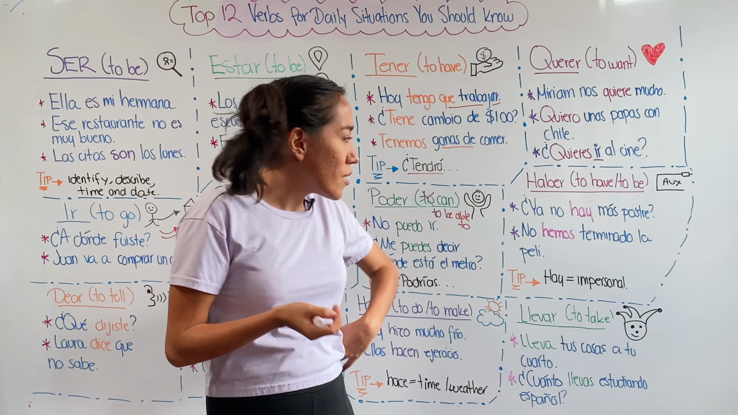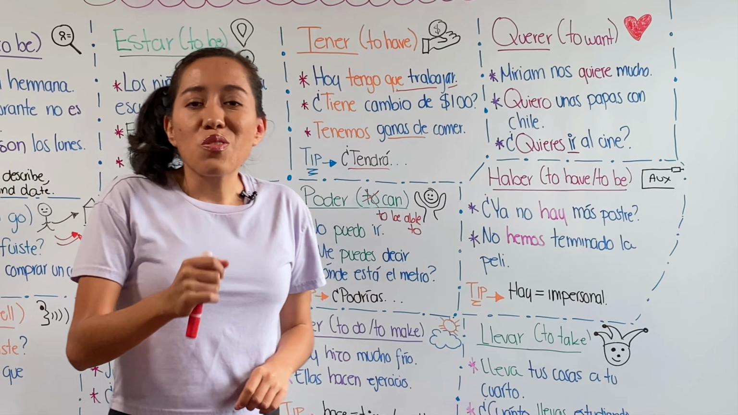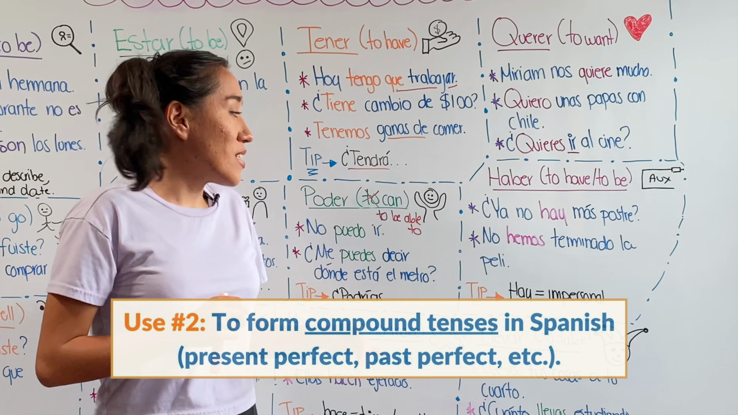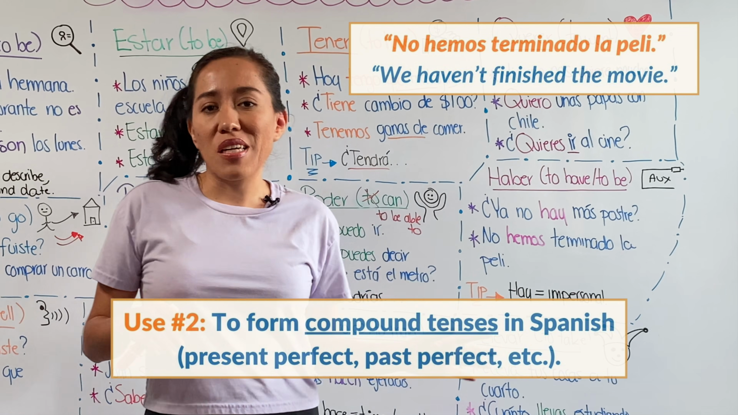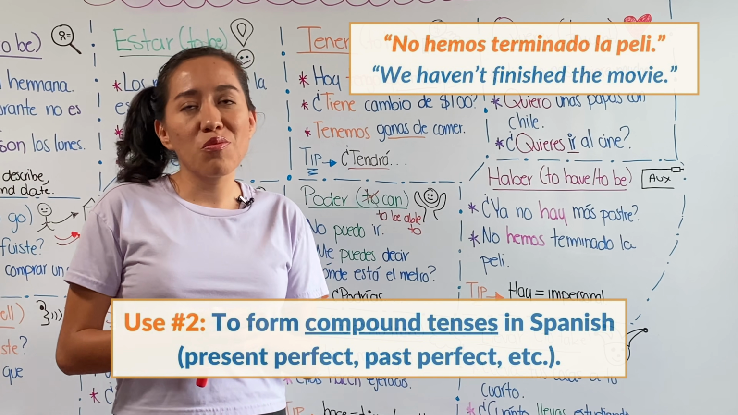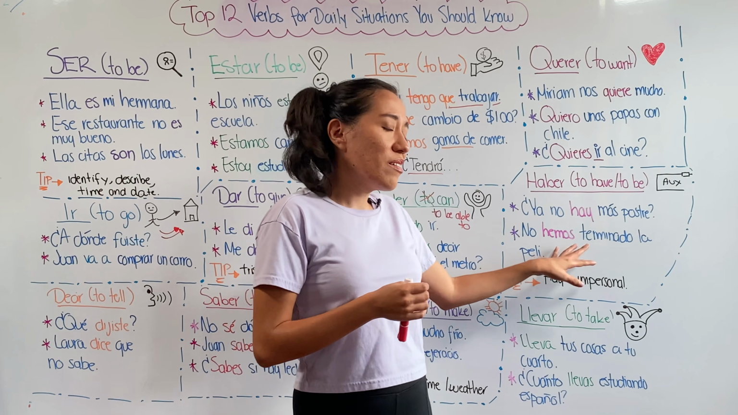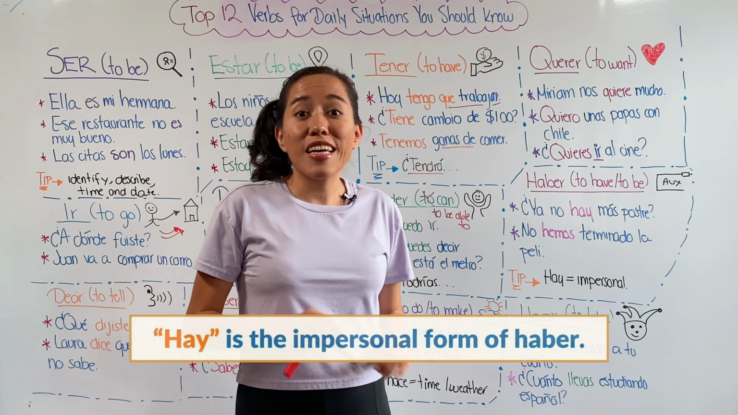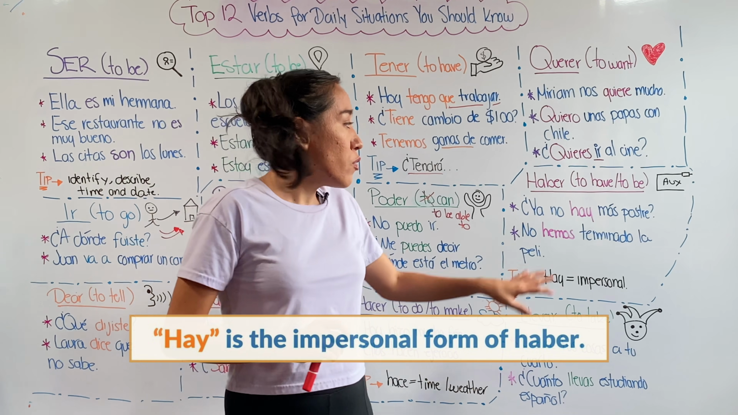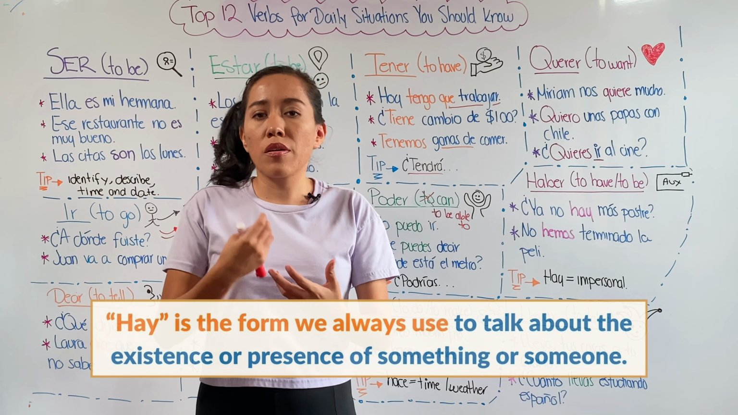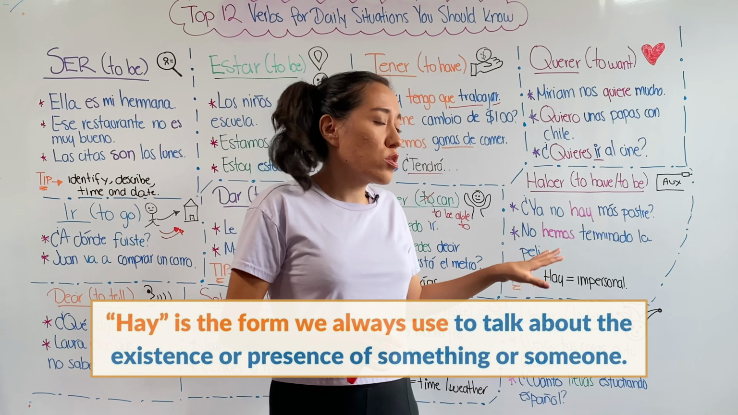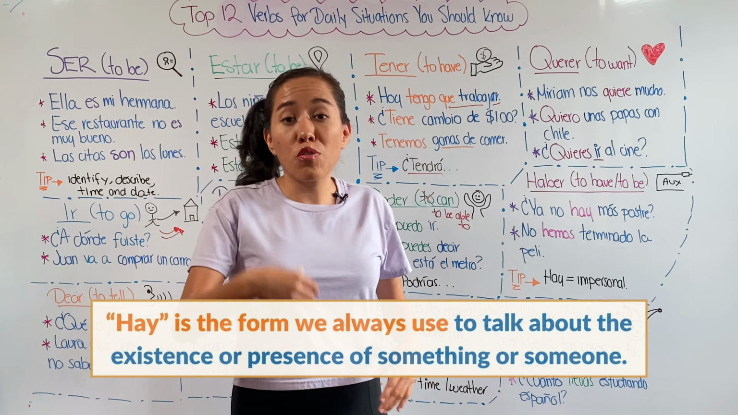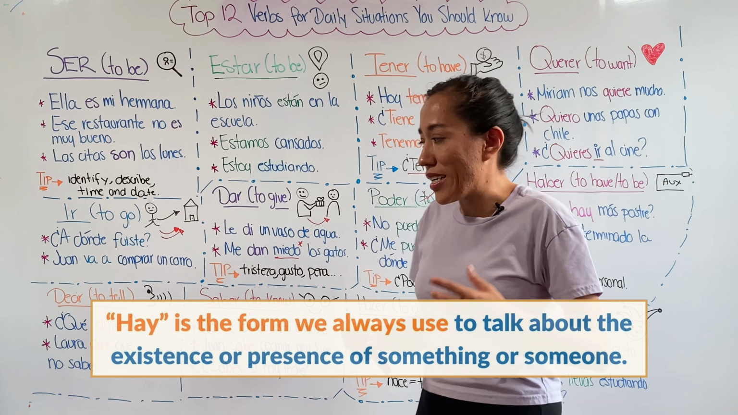What happened? You can also use it to form compound tenses, the perfect tenses. No hemos terminado la peli. We haven't finished the movie. As a tip, I want you to remember that hay is an impersonal form. When we're using haber to talk about existence, we're using the impersonal form hay, which means that you're going to use that single form for singular or plural things.